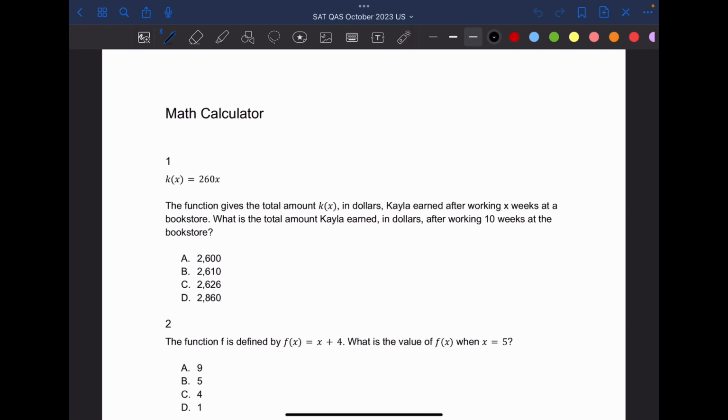The function gives the total amount, k of x, in dollars, Kayla earned after working x weeks at a bookstore. So x is the number of weeks, and whatever answer you get is going to be the number of dollars that she earned. And then after 10 weeks, what is the amount that Kayla earned? So pretty easy. You just plug 10 into x. So 260 times 10 is equal to 2,600. And so the answer is A, and we're done.